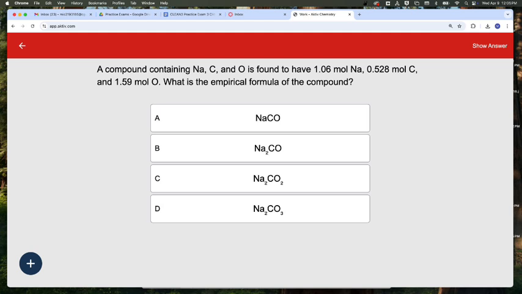Which answer choice matches that? Ah, dang, I didn't reduce the ratio. Divide by the smallest number. Ta-da! There it is. That's it. That's all you got to do. All right? This one was straightforward because we gave you moles. Did we have to give you a measurement of moles? No. What else could we have given you a measurement of?